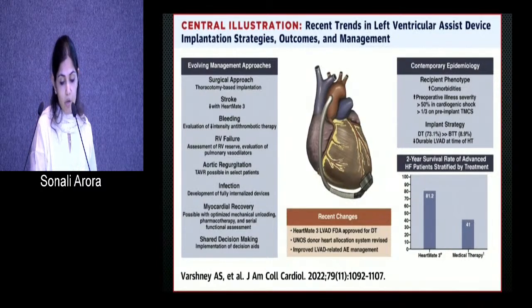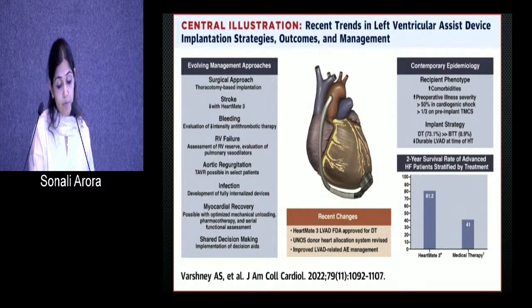So coming to evolving management approaches in LVAD implantation, outcomes and management. Surgical approaches are getting more minimally invasive, like thoracotomy-based implantation. Stroke with HeartMate 3 has reduced. There are trials being done with less intensive antithrombotic therapy. For RV failure, there is assessment of RV failure and evaluation of pulmonary vasodilators preoperatively to reduce it. If there is aortic regurgitation, you have TAVR as an option. For infection, there is development of fully internalized devices which could reduce infections in LVAD patients. Myocardial recovery, again, is very important.